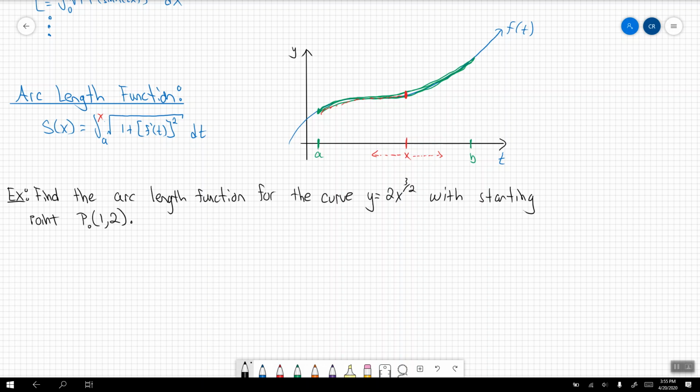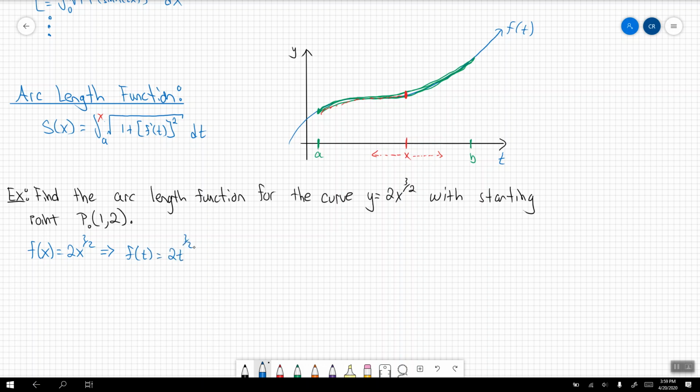All right, so take some time, extract what we need, and then we'll move on from here. So let's go through and take what we need. We're given a function here. The function that I'm going to be looking at is f of x equals 2 times x to the power of 3 halves. There we are. And what I want to do is consider this function to be my function f of t.